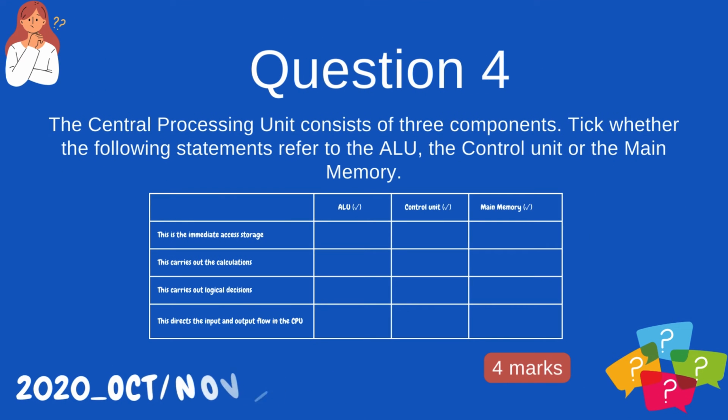Question 4. The central processing unit consists of 3 components. Tick whether the following statements refer to the ALU, the control unit, or the main memory. 1. This is the immediate access storage. What do you think? 2. This carries out the calculations. Tick the correct answer. 3. This carries out logical decisions. What do you think? And the last one is: this directs the input and output flow in the CPU. Tick the correct answer. The question comes from 2020 October-November Paper 11, Question 2.